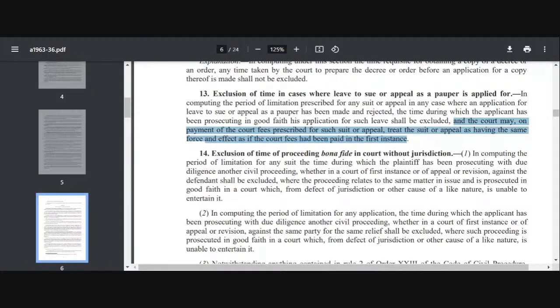So I filed my application for leave to sue as a pauper, but that was rejected by the court, right? The court said, no, you are not a pauper, you will have to pay court fees. But the limitation period is over. So it says that if I am prosecuting in good faith as a pauper, with good intention and sincere motive, then the time period in which I was prosecuting in good faith will be excluded, right?